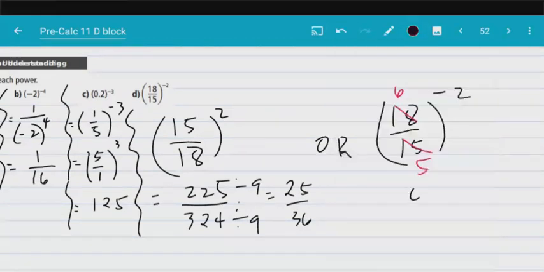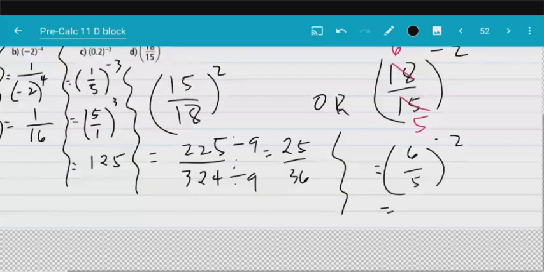And this one would be 6 over 5 to the negative 2, which is 5 over 6 to the positive 2, which is 25 over 36. Okay, that's it for now.